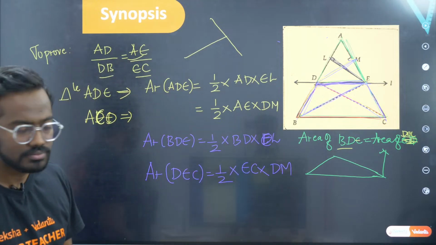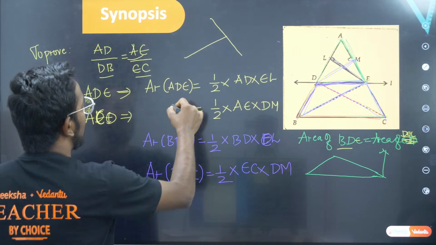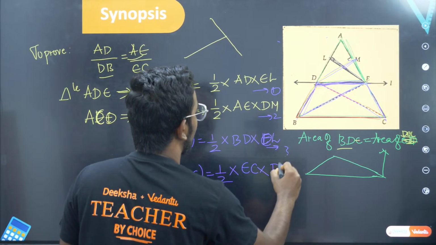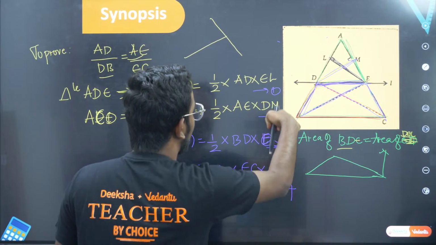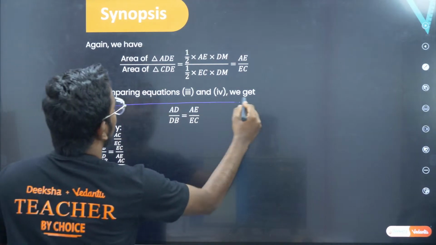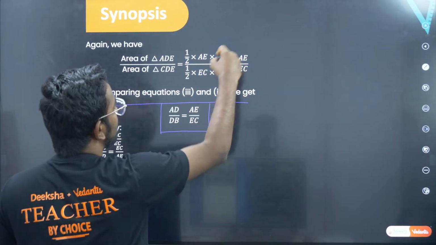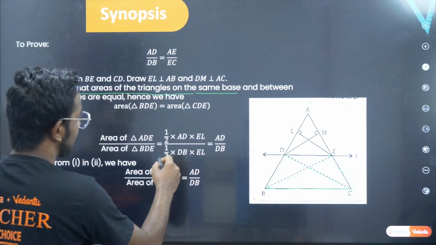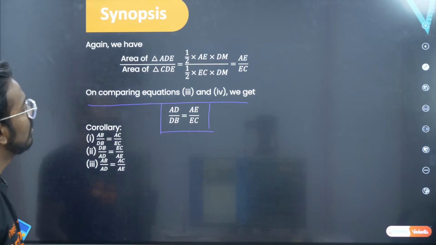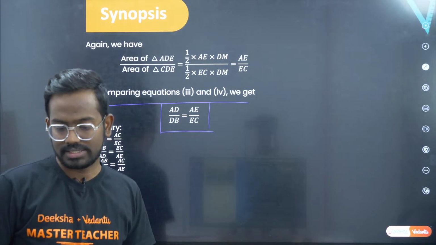So remember this. Now we have got everything ready. Just divide this by this and this by this. Take these as equations 1, 2, 3 and 4. Divide 1 by 3 and 2 by 4. Cancelling these terms, you will end up with AE by EC, and similarly, cancelling EL, you will end up with AD by DB. Hope this is clear. Just by dividing them you get the final results. Yes, great.